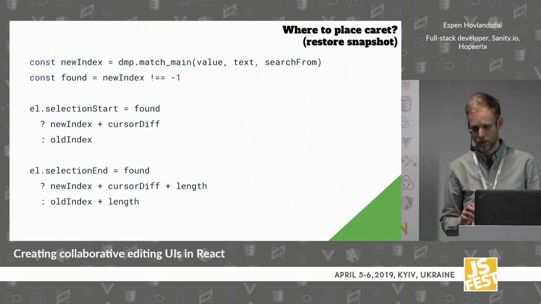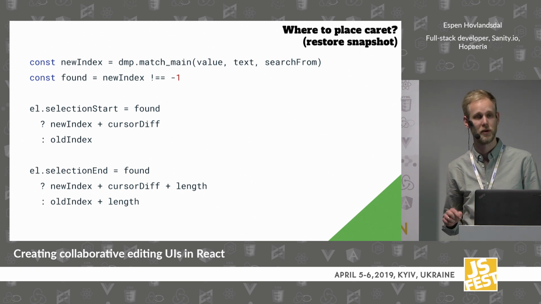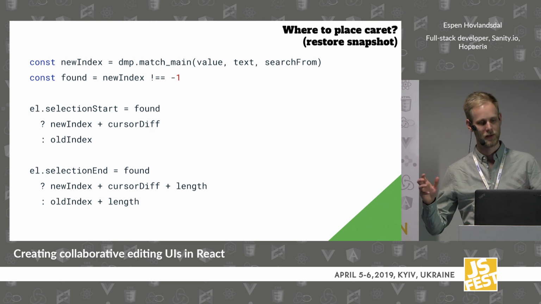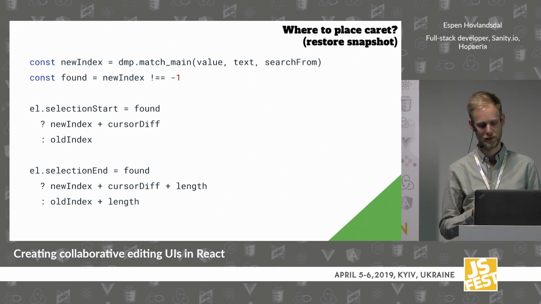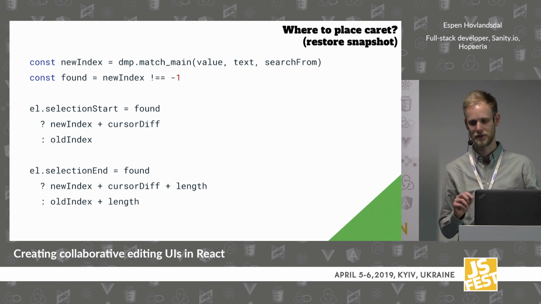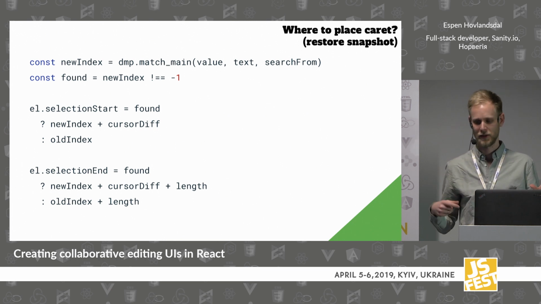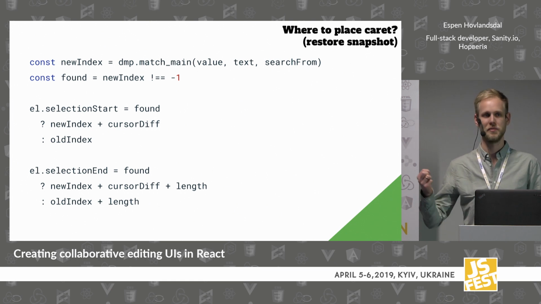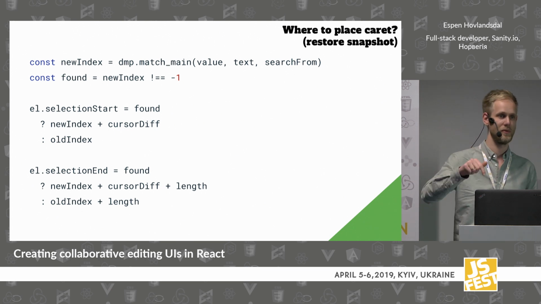In Sanity, we use this library that I talked about, which is called diff-match-patch, which is the thing that applies these text patches. In combination with that, they also have the match part of it, which allows you to apply these match strategies. So in this case, I'm saying here's the current value, the new value that the server sent, and here's the text that I got in my snapshot, and here's the approximate location of where that string was previously.